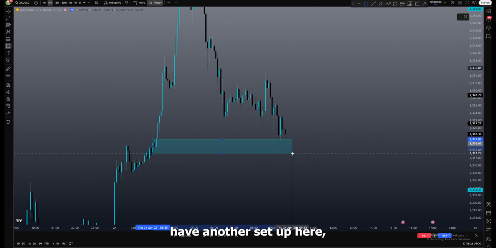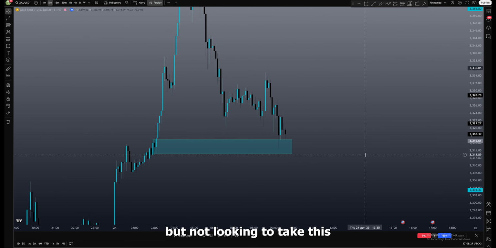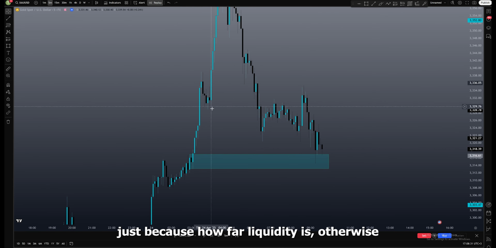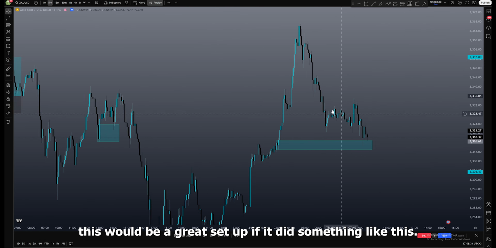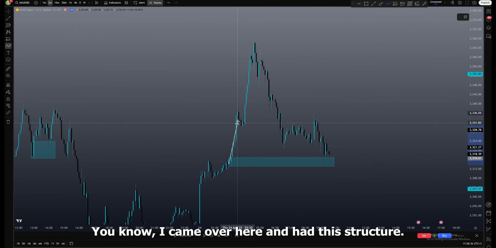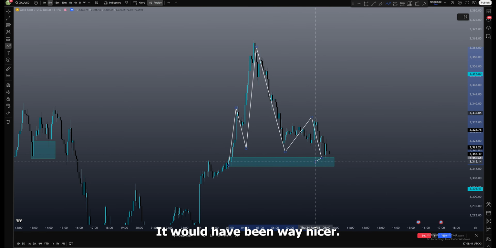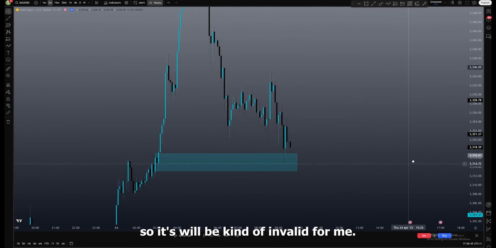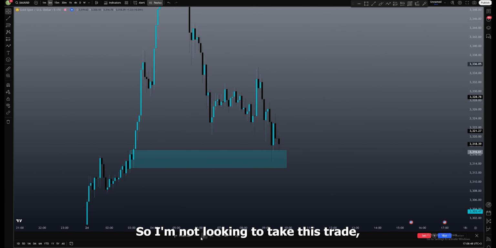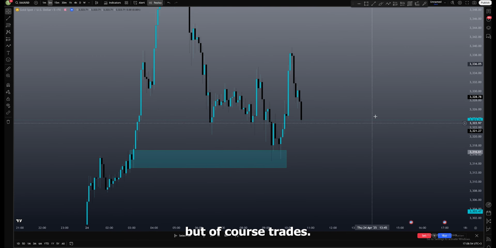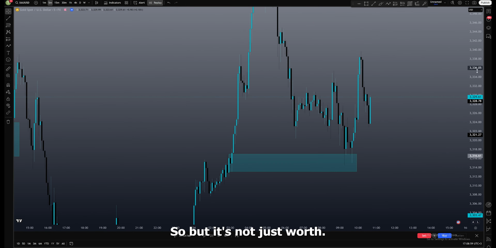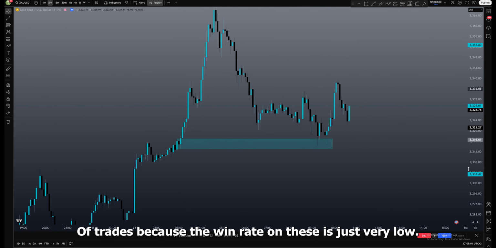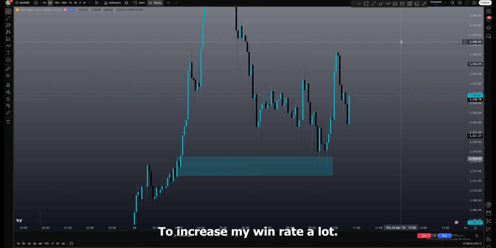We have another setup over here, but not looking to take this just because of how far the liquidity is. Otherwise, this would be a great setup if it did something like this, you know, and came over here and then had this structure, it would have been way nicer, but just because the liquidity is too far, it will be kind of invalid for me, so I'm not looking to take this trade. But of course, trades like these can win as well. But it's just not worth taking these kinds of trades because the win rate on these is very low, so I'm trying to increase my win rate a lot.